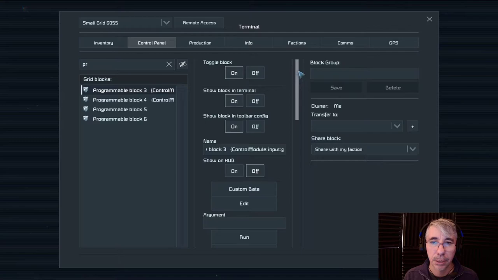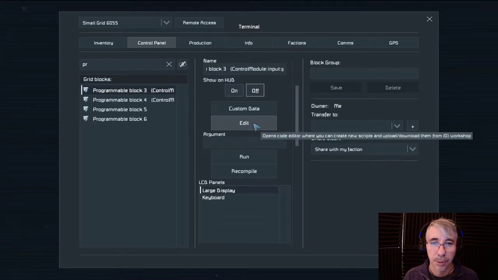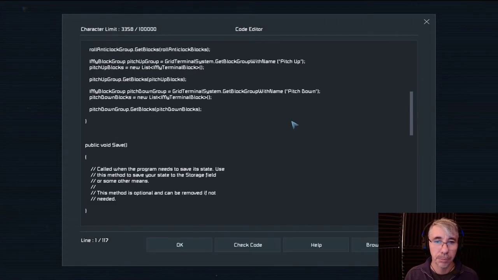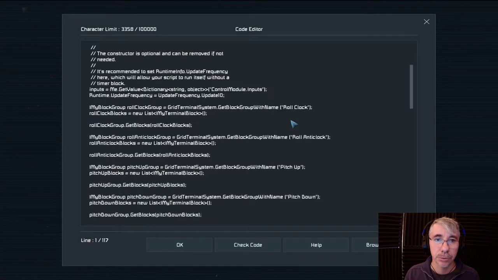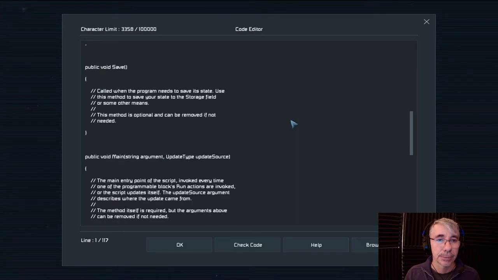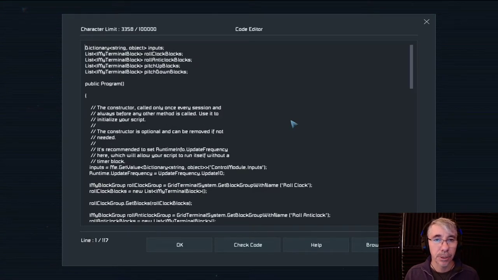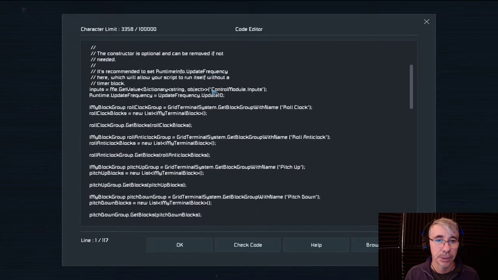So if we go to the programmable block, I can show you the little program I made. It's not very long. By the way, I have four programmable blocks in this ship, mainly because of symmetry reasons. I'm using currently only two, and this particular programmable block is controlling the roll and the pitch.